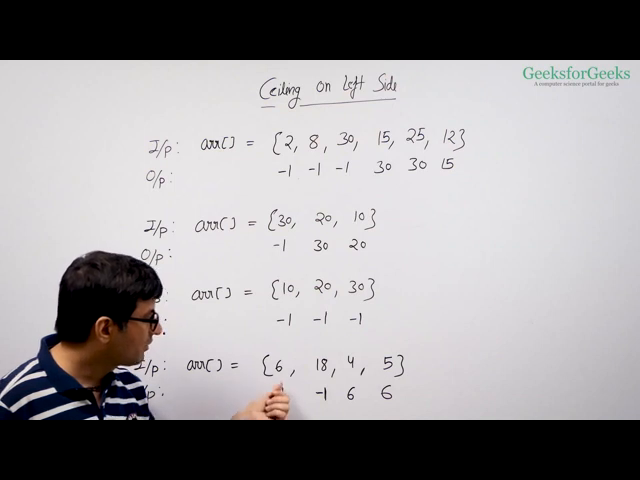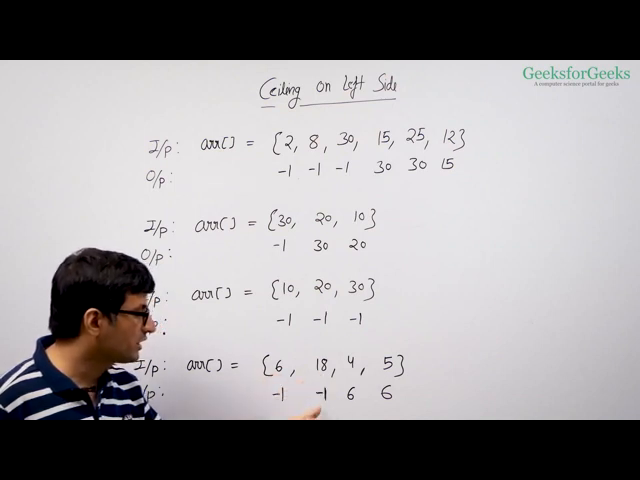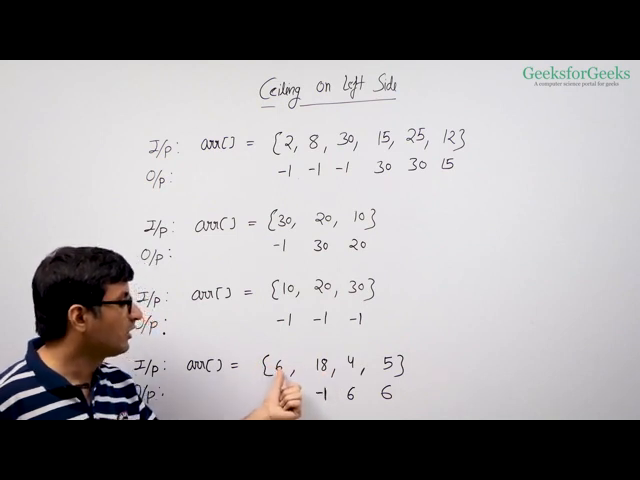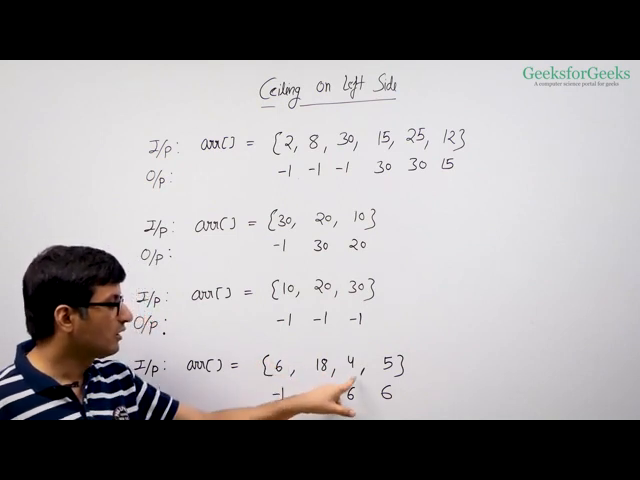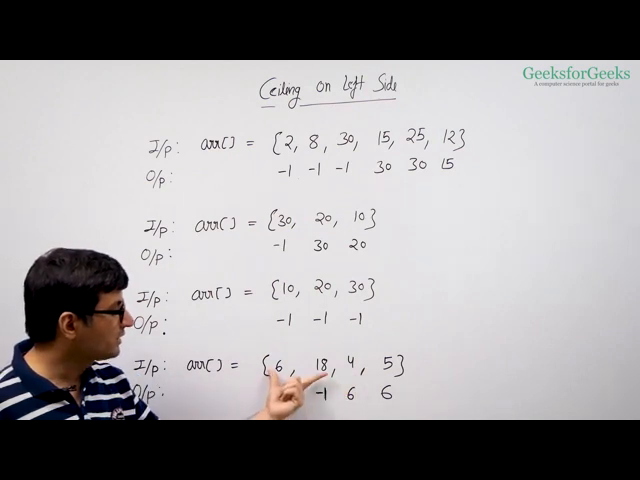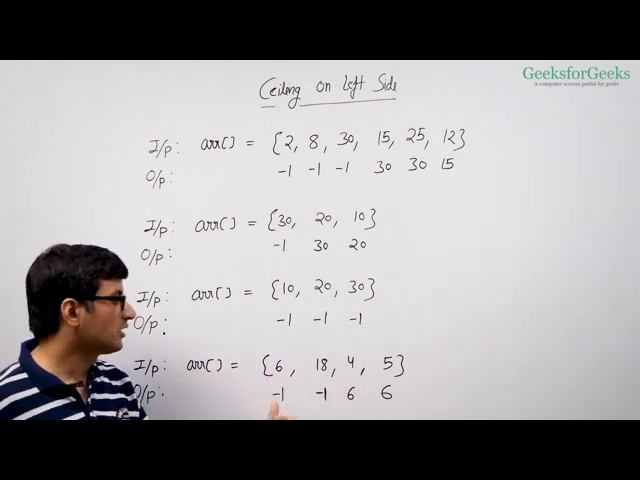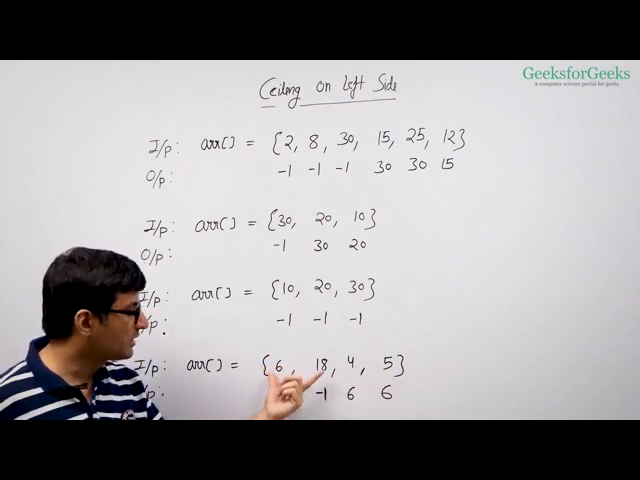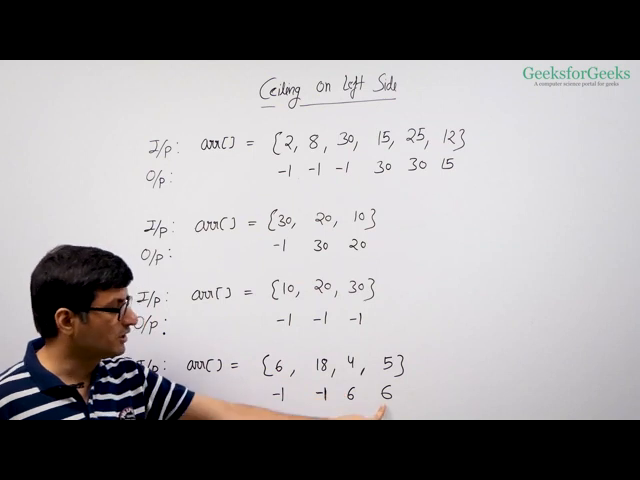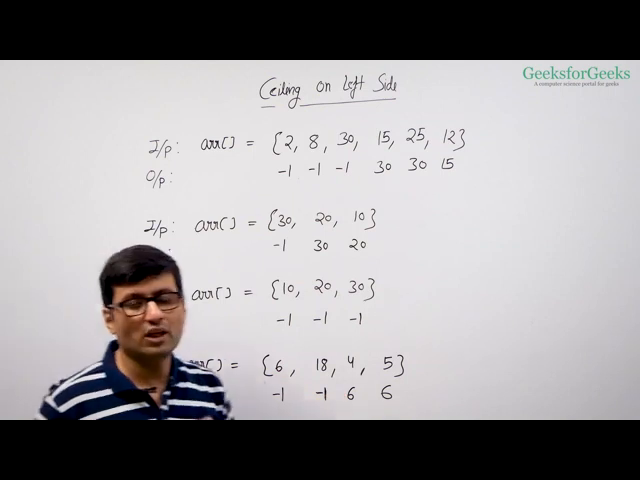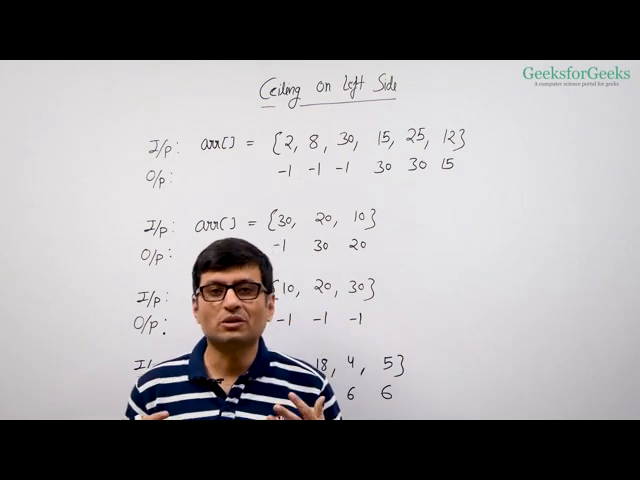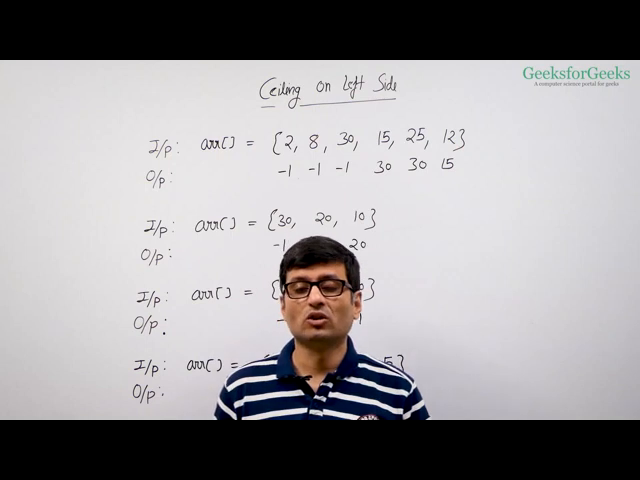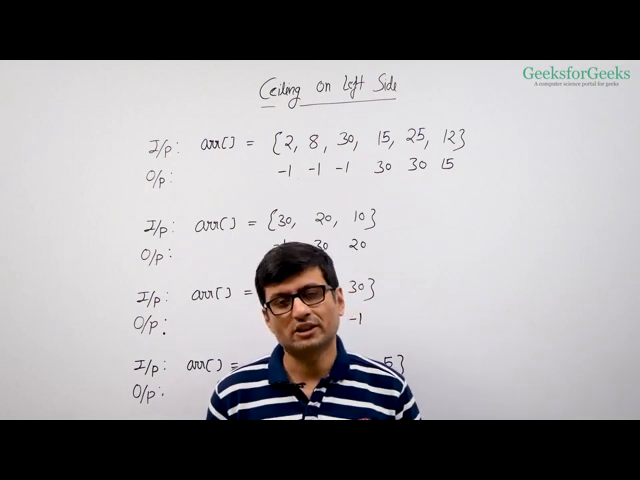Let's see this example. For 6 it's -1, for 18 it's -1 because there is nothing on the left of 6 and there is only one element on the left of 18 which is smaller. For 4 there are two elements which are greater, so the output is 6, the smallest of these two. For 5 there are two elements on the left which are greater. Out of these two, 6 is the smallest. Now please pause this video and try to think of an approach that works in big O of n log n time. Your approach may use big O of n extra space.